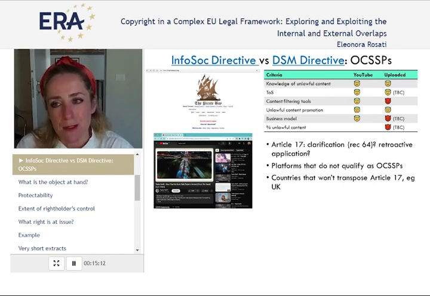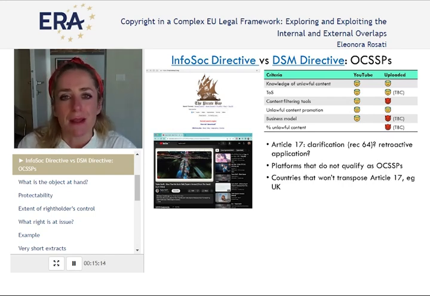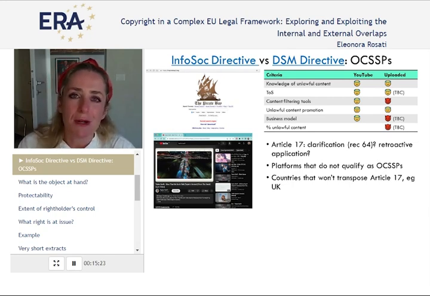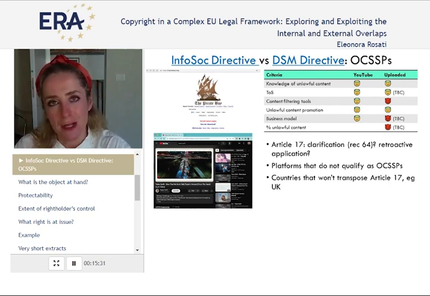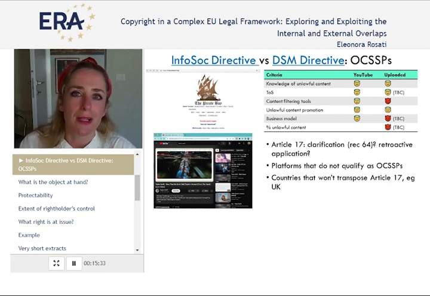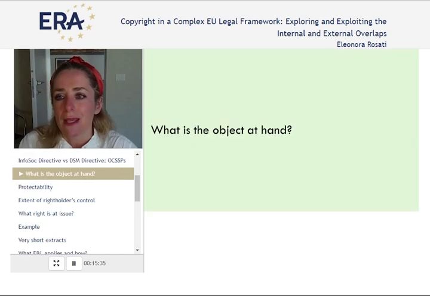So to sum up, I've taken Article 17 as a case study that in itself gives rise to immense complexity, but this could be done for any other provisions of the copyright framework. It will be key to understand who falls within each and every provision and to what extent. Then the second level of complexity is to understand what object is at stake.